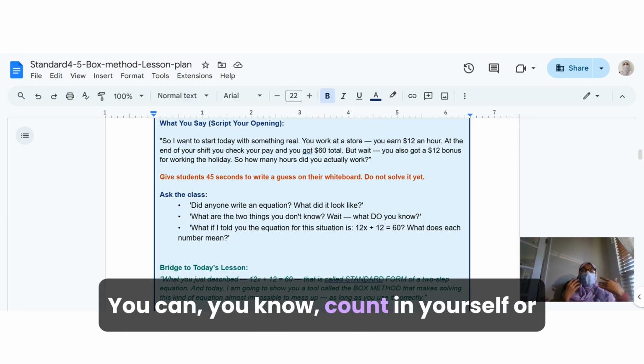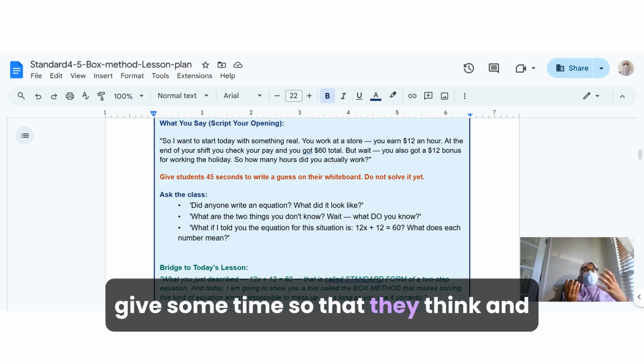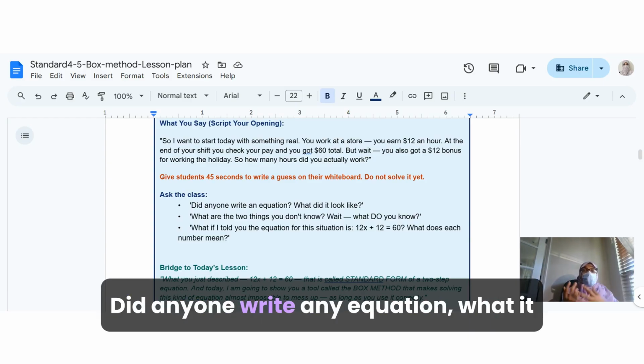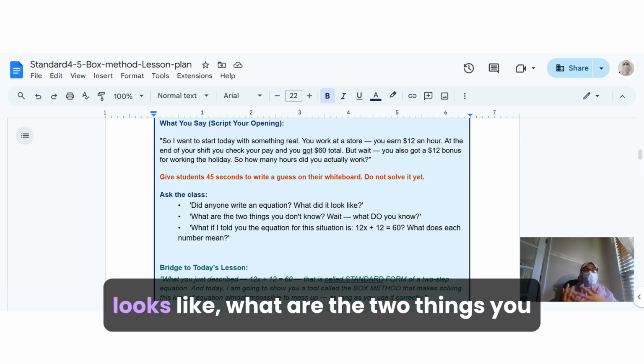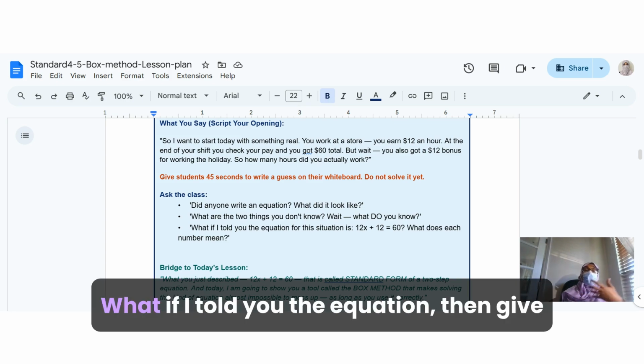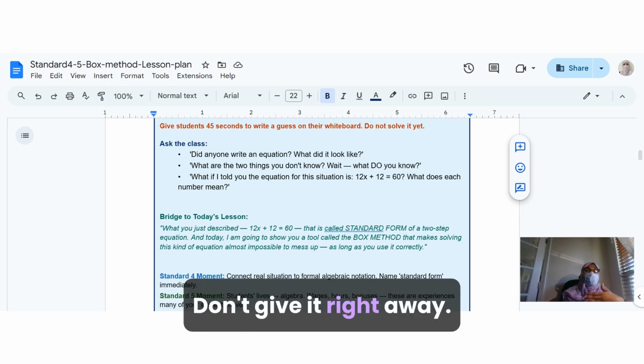You can count in yourself, or you can just hum something. So that gives them some time to think, and then they ask the class, did anyone write any equation? What does it look like? What are the two things you don't know? What do you know? What if I told you the equation? Then give the answers. Don't give it right away.